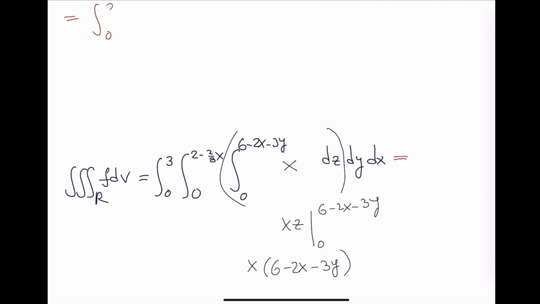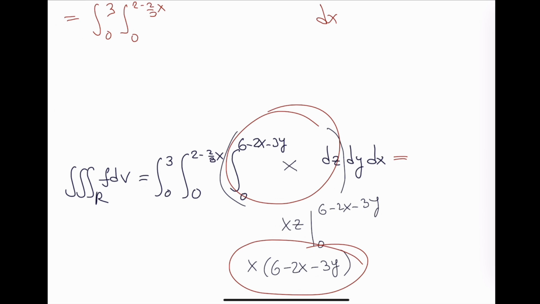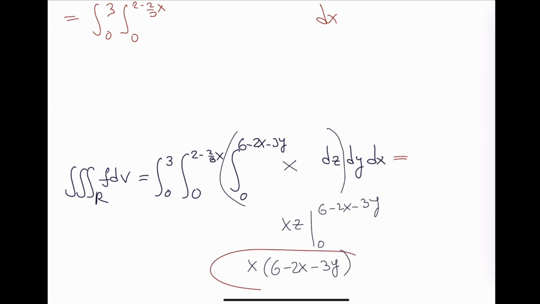Then the integral 0, 3, I'm going to copy everything the same. This is 0 and 3 dx, and inside we're going to put this one, 0 to 2 minus 2/3 x. And so inside is where we calculate now what integral goes. So it's going to be this one, that is actually 6x minus 2x squared minus 3xy. And this is going to be dy.